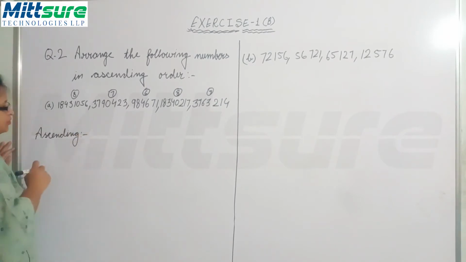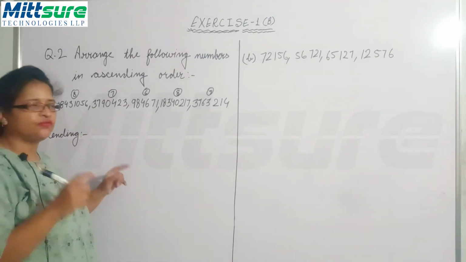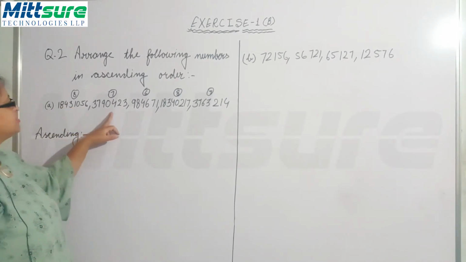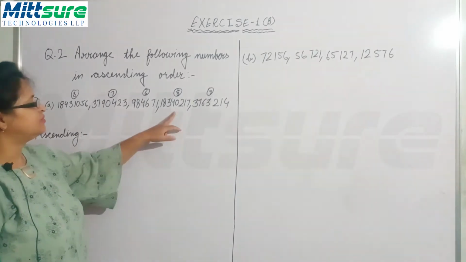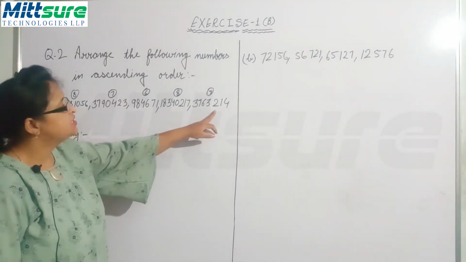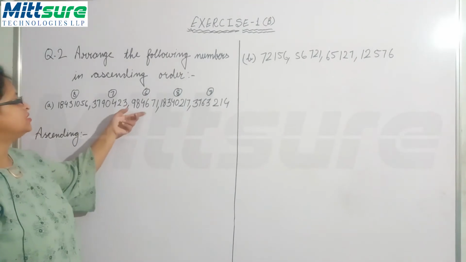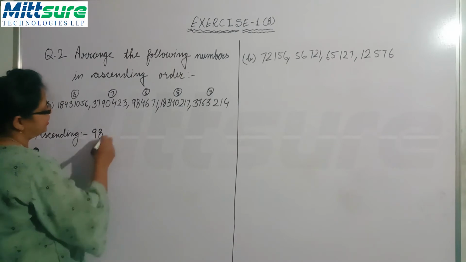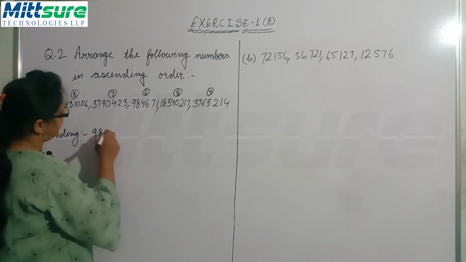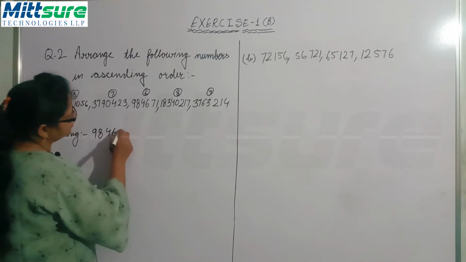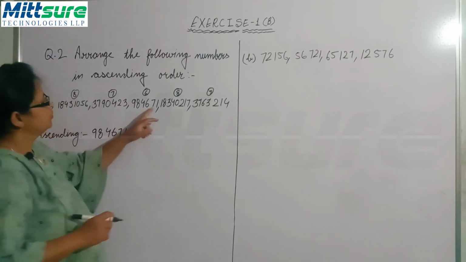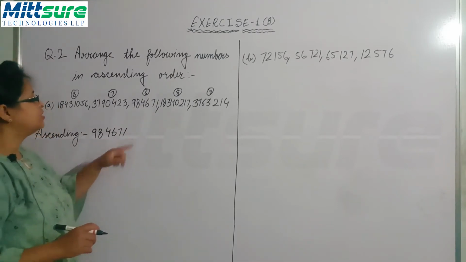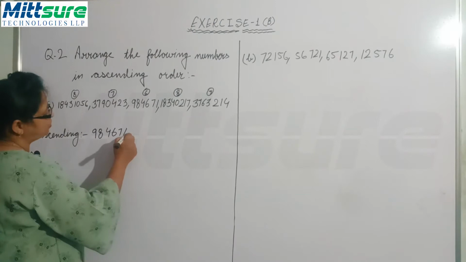In ascending order, we have to find the smallest number first, and we know this number is having 8 digits, this number is having 7 digits, this number is having 6 digits, this number is having 8 digits, and this number is having 7 digits. The smallest number is this, that is 98 lakh 46,000. Now this is the smallest number.